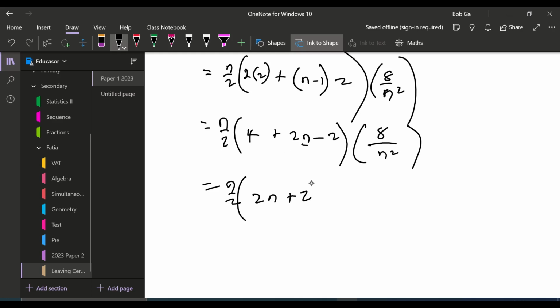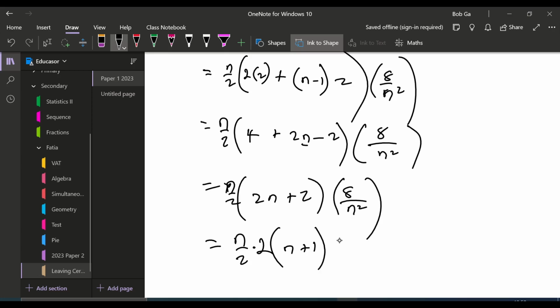2n plus 2, which is left here, into this n over 2, and then we have our 8 over n squared. Okay, we keep going down. This is equal to, now we can factorize out 2 as well. So if we factorize out 2, we're gonna have n over 2 dot 2 into n plus 1, times 8 over n squared.